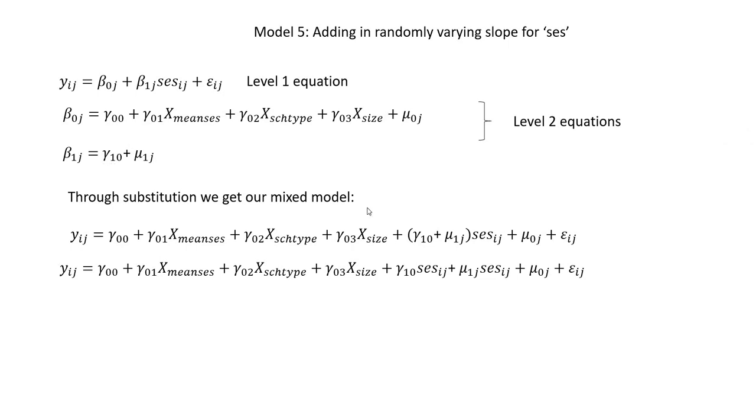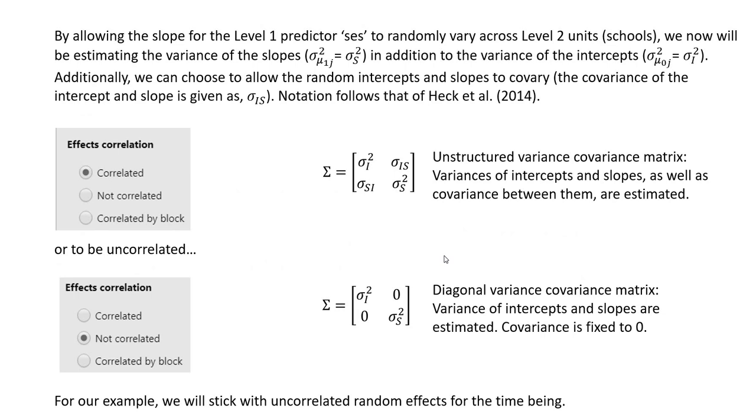And if we find that there is significant variation in the slopes, then the next logical question is, well, what types of school level factors might predict that variation? And that's where we jump off into modeling cross-level interactions. Now, it is important to note that in this particular case, because we're allowing the slope to randomly vary, we will also have a variance term for the slope.